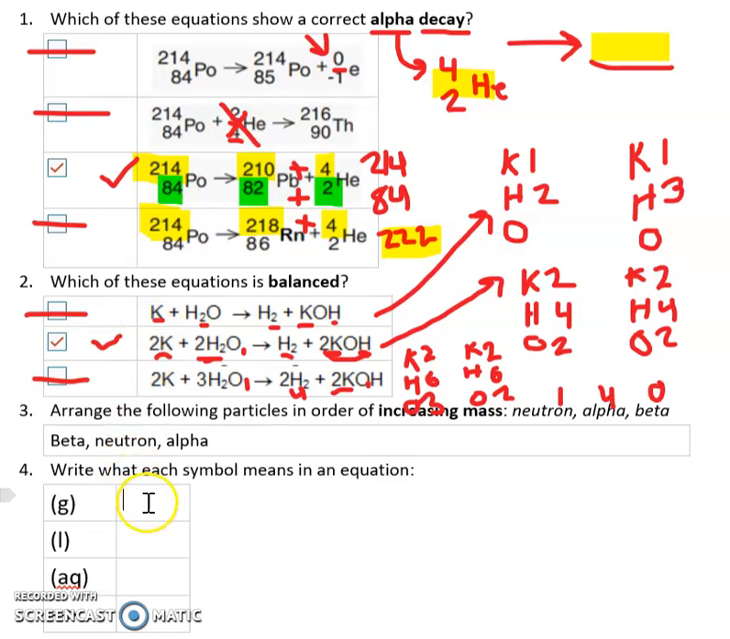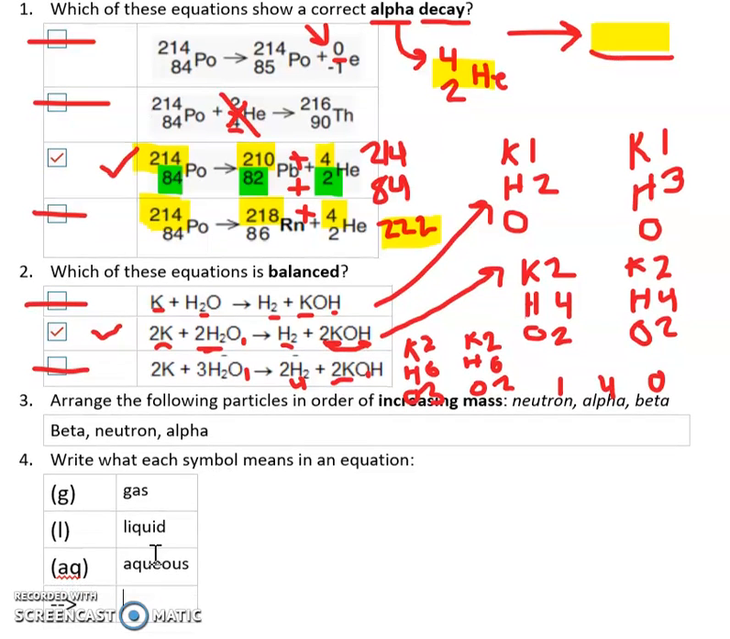All right, and last but not least, in an equation, when you see these, the parentheses G means gas, parentheses L means liquid, parentheses AQ is aqueous, meaning dissolved in a solution. And this arrow means makes, reacts to form, you know, that good stuff. And that is it.